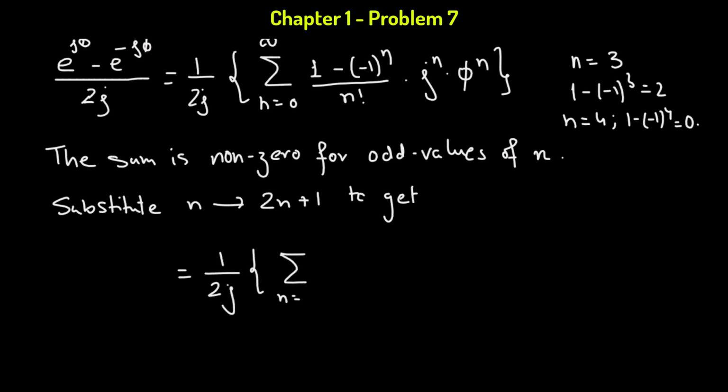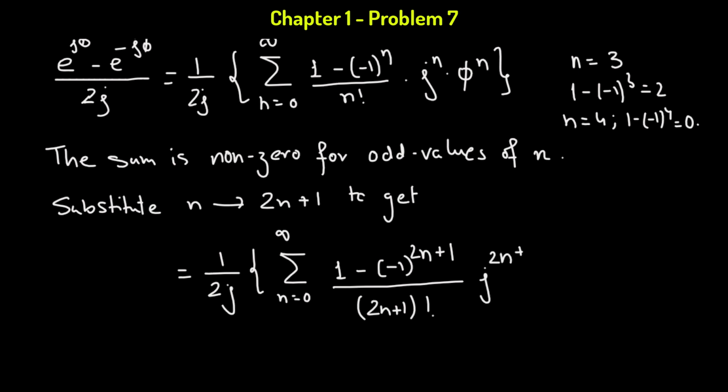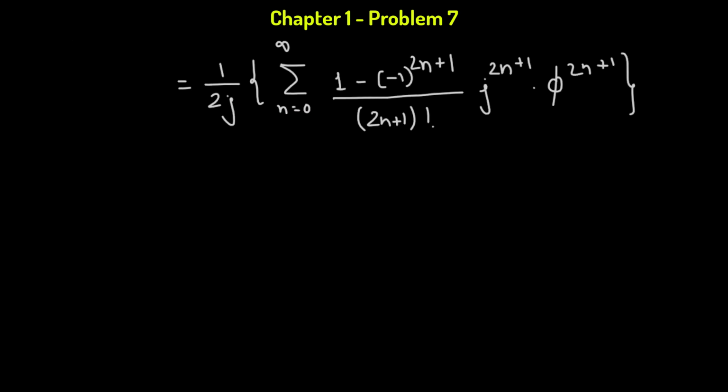2j times the summation, n going from 0 to infinity, of 1 minus negative 1 raised to the power of, instead of n, we have 2n plus 1, whole divided by 2n plus 1 factorial, multiplied by j raised to the power of 2n plus 1 times phi raised to the power of 2n plus 1. Now we know that negative 1 raised to the power of 2n plus 1 can also be written as negative 1 raised to the power of 2n times negative 1, such that negative 1 raised to the power of 2n will be positive, leaving us with negative 1.